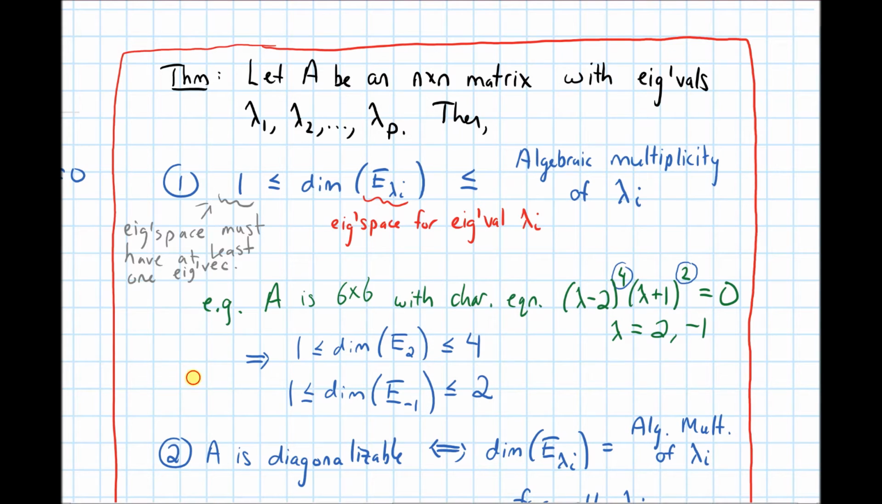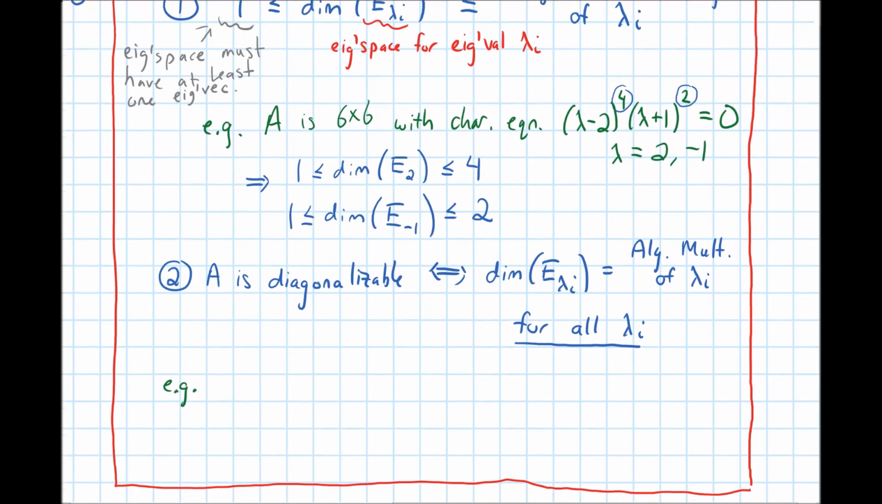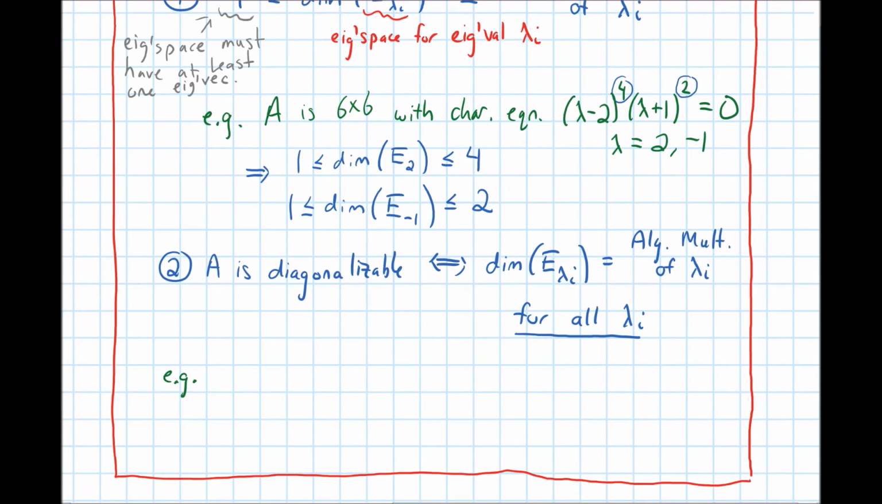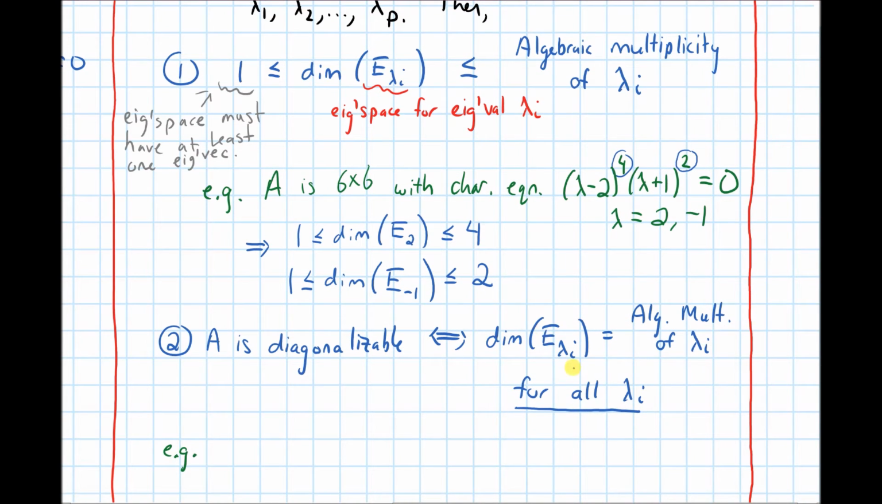All right, so the second part of this theorem will tell us what has to be true about the dimension for our matrix to be diagonalizable. It turns out that our matrix A is diagonalizable if and only if the dimension of each eigenspace equals the algebraic multiplicity of whatever eigenvalue we're talking about. This has got to be true for every single eigenvalue, lambda i.